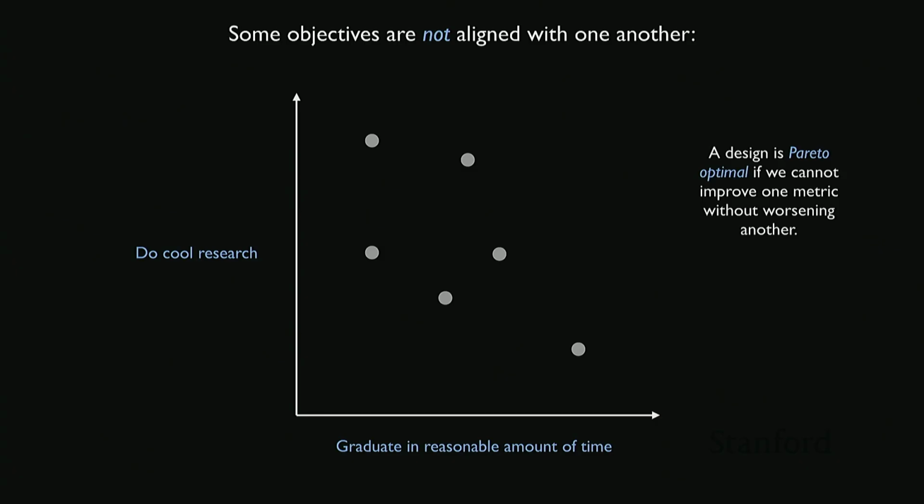So let's look at this example here and look at this point. Can someone tell me whether you think this point is Pareto optimal? Okay, so you're shaking your head. No, it's not Pareto optimal.